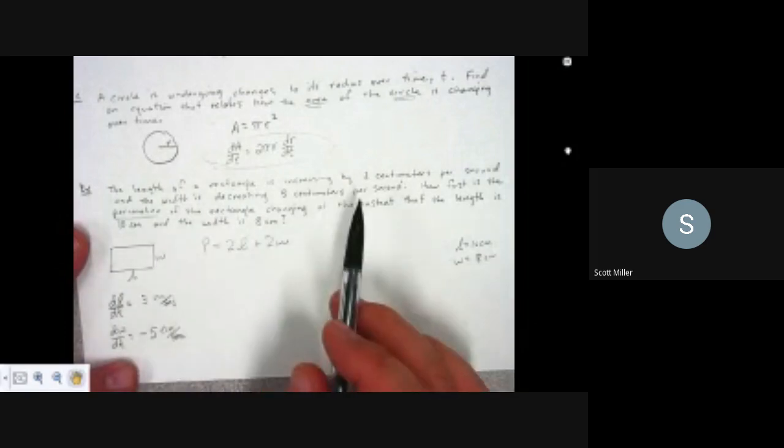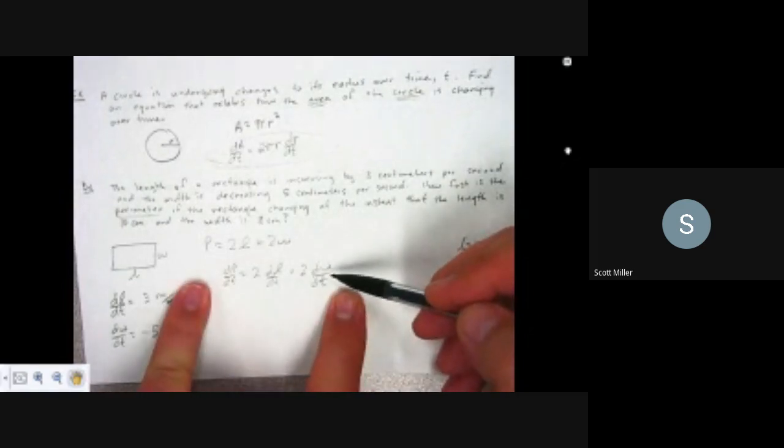Once I have all this information right here written down for my problem, then I can take the derivative of this with respect to time. dP/dt is 2 dL/dt plus 2 dW/dt, and this is the equation I plug into. The reason why I say you never plug these numbers in to begin with is because you'll notice, since this is the equation I'm going to plug into, there is no L and no W over here. These are irrelevant. You're not going to use those at all.